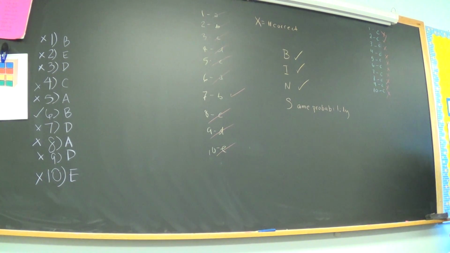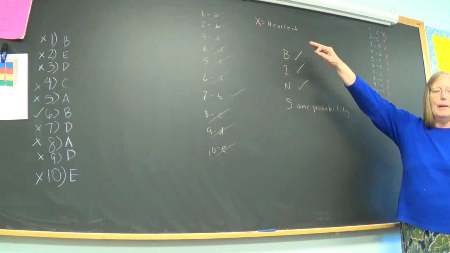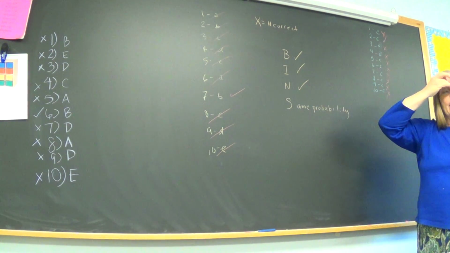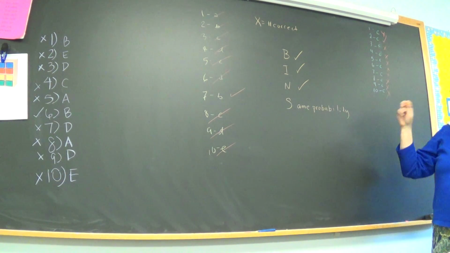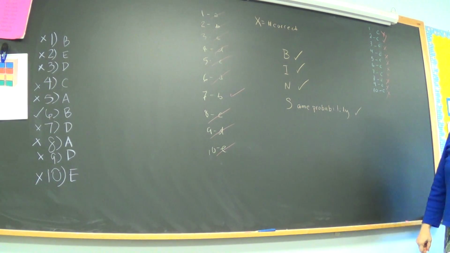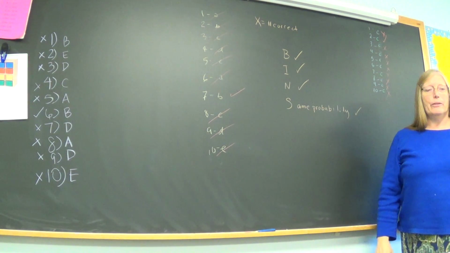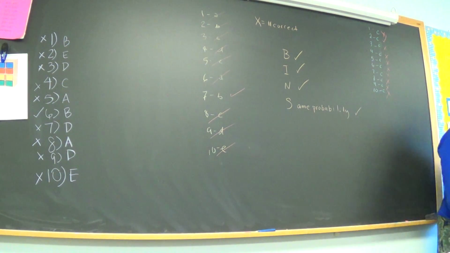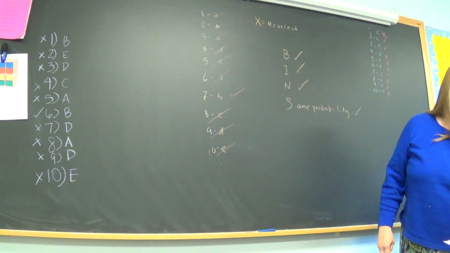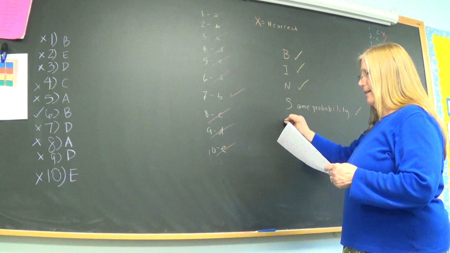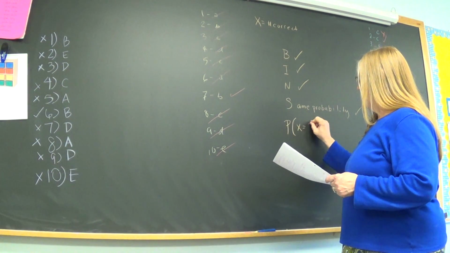All right, so did you have the same probability for each one to get it correct? Did you? Yes, you did. All right, so it is a binomial random variable. It passed the BINS test. So now I want to know, what is the probability that someone would get 3 right?